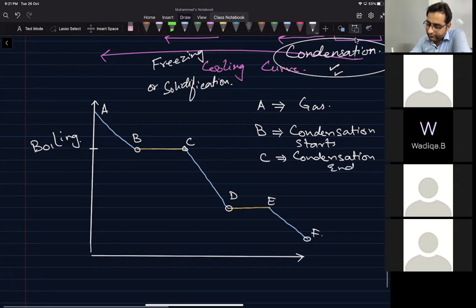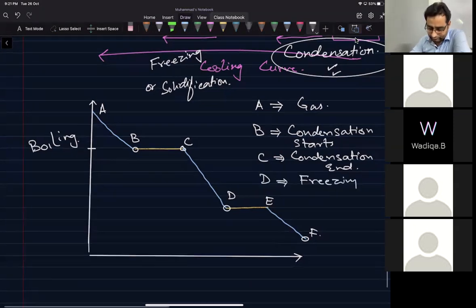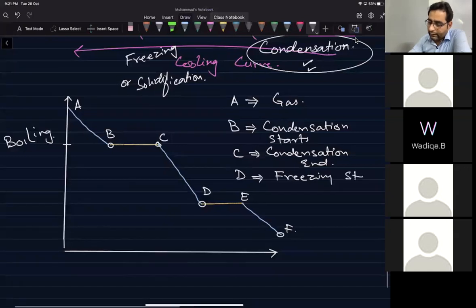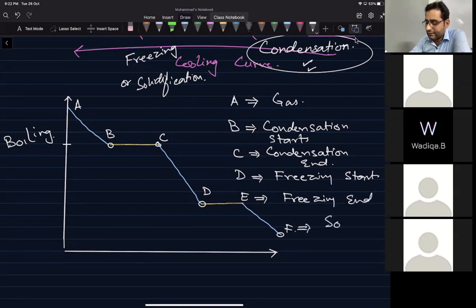After C, there is point D. At point D, freezing starts. And at point E, freezing ends. And at point F, there is a solid. So we started from A, which was gas, and ended at solid, which is point F.